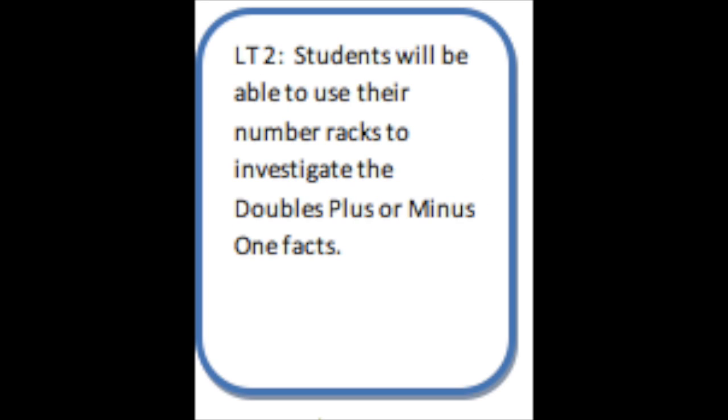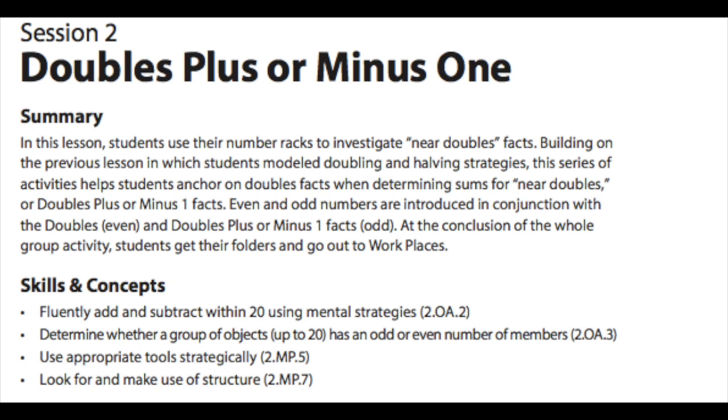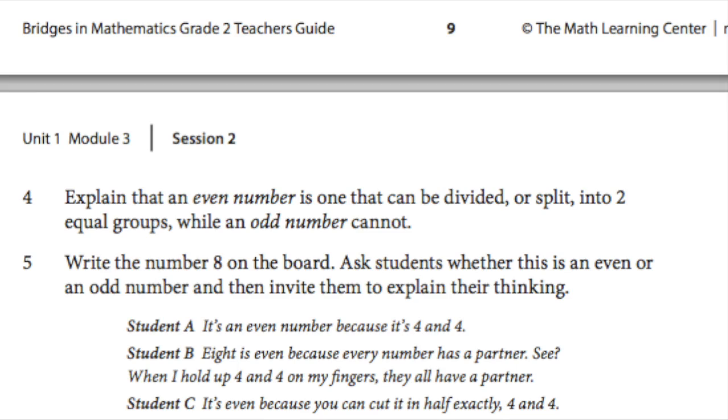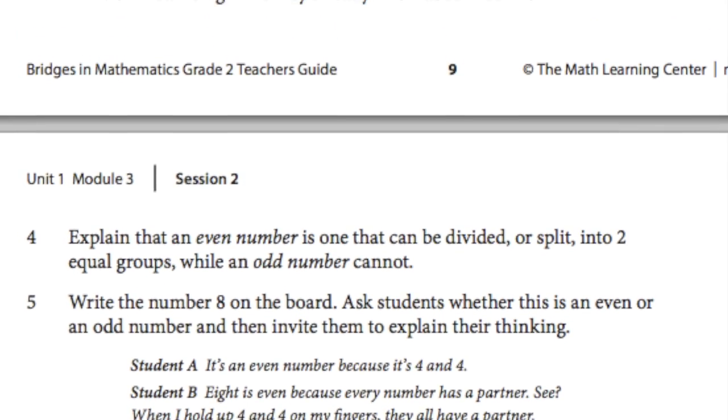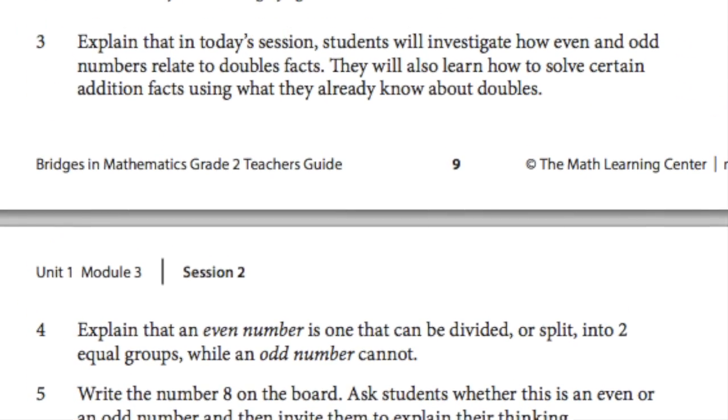The second learning target is students will be able to use their number racks to investigate the doubles plus or minus 1 facts. This learning target builds on the previous lesson because it has students using the number rack to explore other combinations under 20. It has students using the double strategy but then either adding 1 or subtracting 1 to find the solution to the problem. Students use the number rack to display their thinking, and this connects to the big idea because it's another strategy for students to use when they approach an addition or subtraction problem.